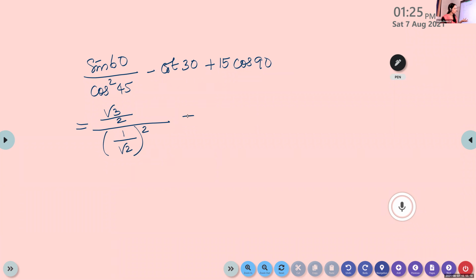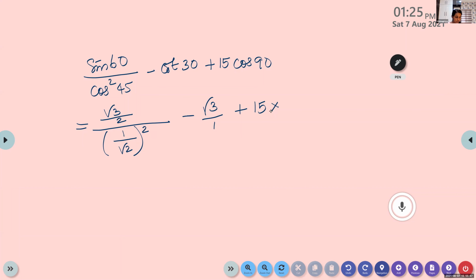So if you don't know cot 30, you first recall the value of tan 30. What is tan 30? Tan 30 is 1 by root 3. Yes. Therefore, what will be cot 30? Just take the reciprocal: root 3 by 1. That is the same as root 3. Plus 15 into cos 90.